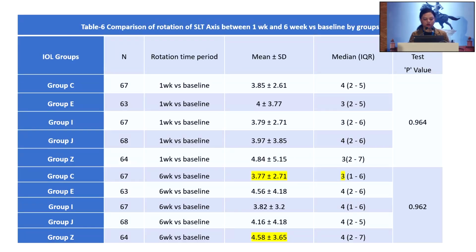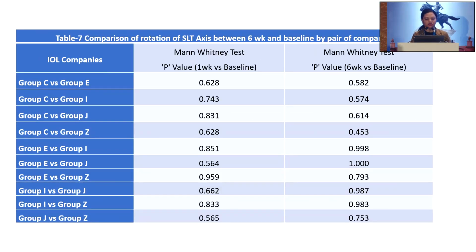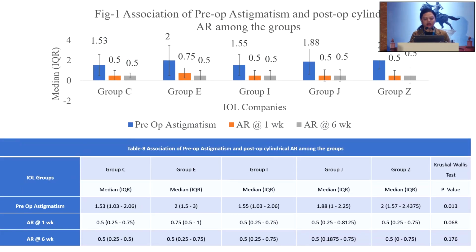At 6 weeks follow-up, Clarion had the least rotation, that is 3.77 mean, and Zeiss had the highest rotation, 4.58 mean. But the rotation between the groups was not statistically significant. We also compared the slit lamp axis between 6 weeks and baseline between the groups, but it was not statistically significant. As we can see from the bar graph, there is a definite reduction of astigmatism as seen by the pre- and post-operative findings, but they are not statistically significant between the groups.